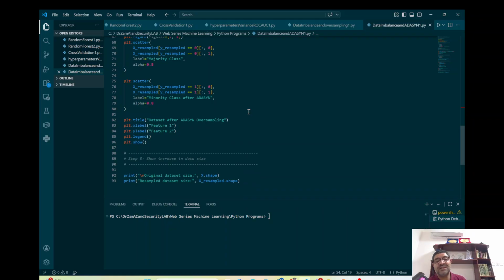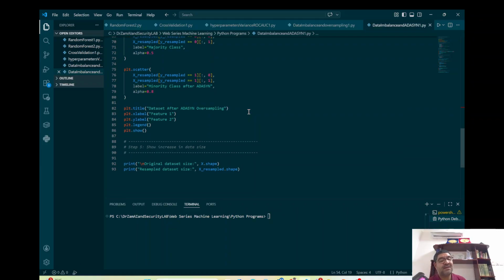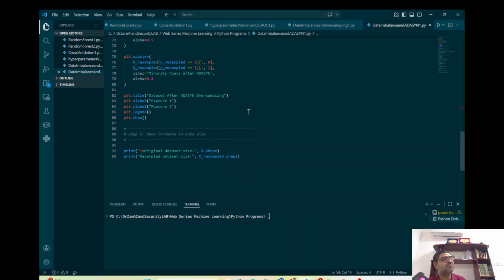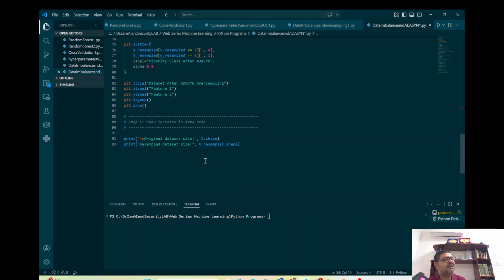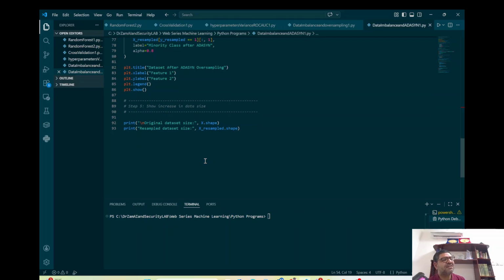So you can visibly see, from the plot which will be drawn, what exactly is a minority class and what exactly is a majority class. It is giving a different transparency to both of them, and this is simply the x label, y label, and the data after the adaptive sampling technique is used. Then it is printing the resampled data set and the original data set. So let us just go and run it.